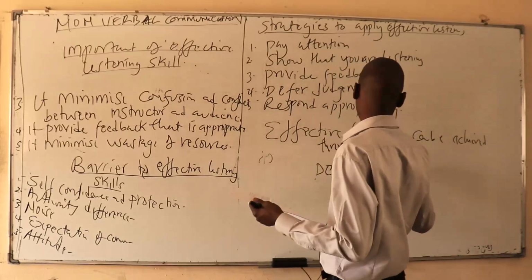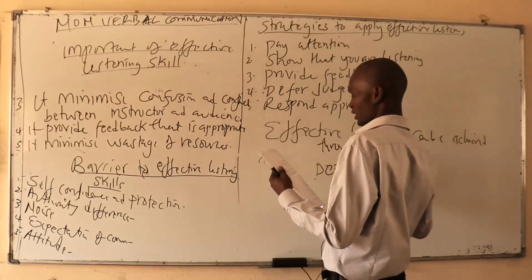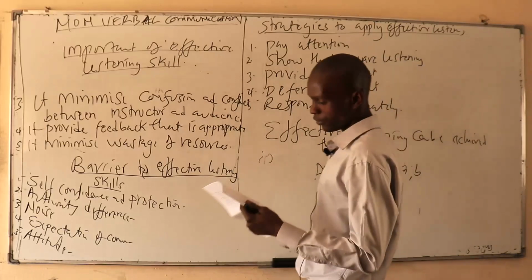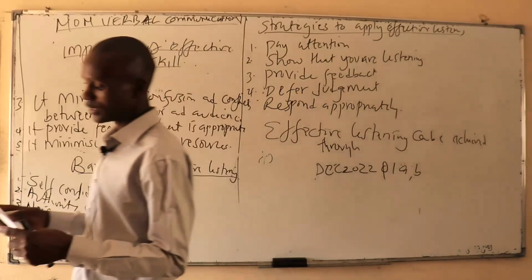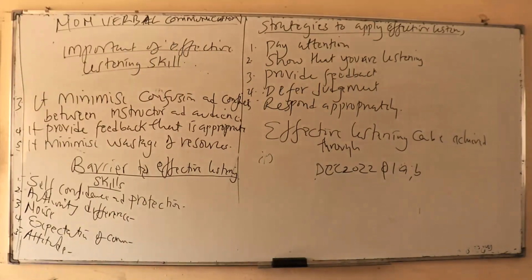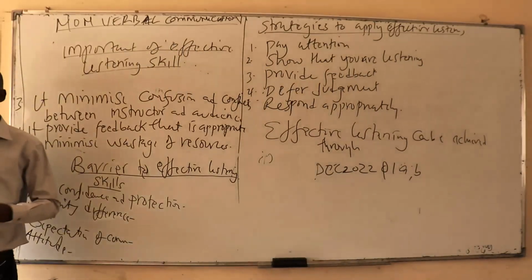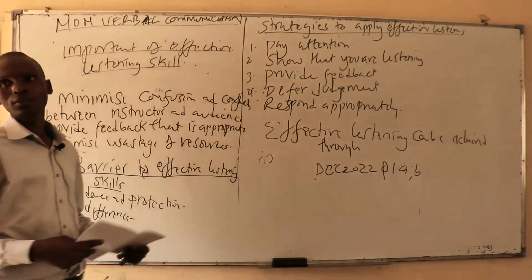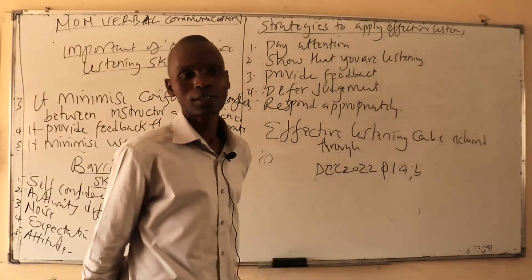Answer question 1A na B, not A na C. Imeulizwa aje? State 4 characteristics of nonverbal communication. What could you have said? What are the characteristics of nonverbal communication?